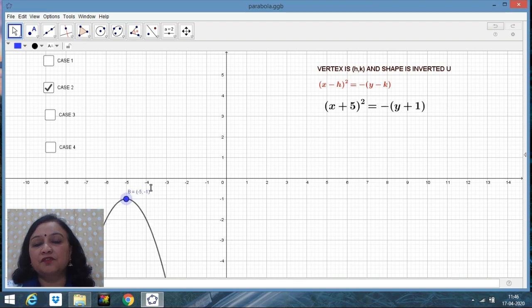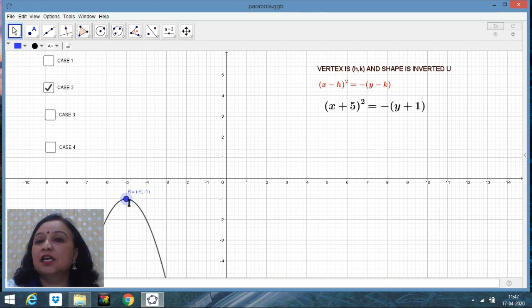If I come here, the vertex I know, h takes the value -5 and k takes the value -1. Therefore the vertex is -5 comma -1, y linear with a negative coefficient. Therefore it is just a rough idea that whichever is the linear variable, y is linear, therefore y-axis, or a line parallel to y-axis, will be the axis of symmetry.